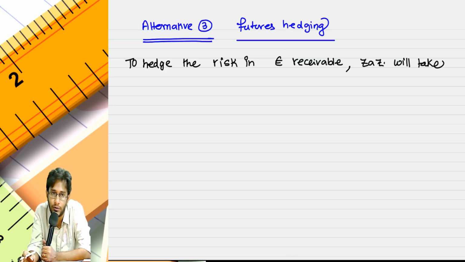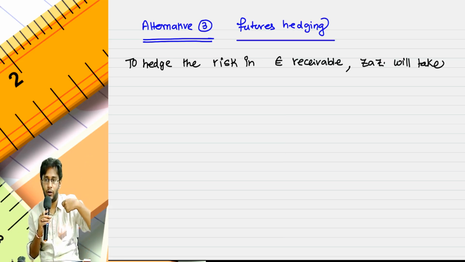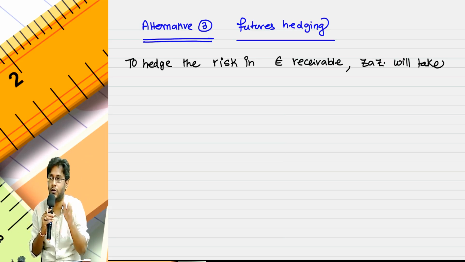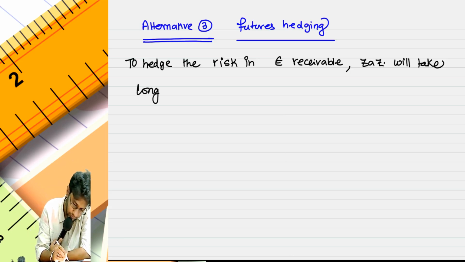Long position. Why long position? Sir, I will receive euro. The euro I will give to the bank. So the risk is what? Euro may fall. And from the bank I pick up pound. Risk is what? Pound may rise. I have to hedge using pound futures here. So rising market, long position. To hedge the risk in euro assets, ZAS will take long position.